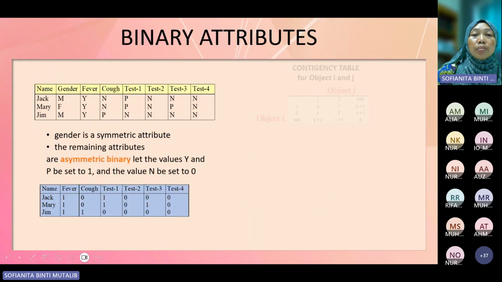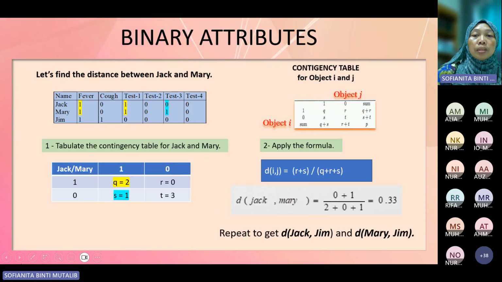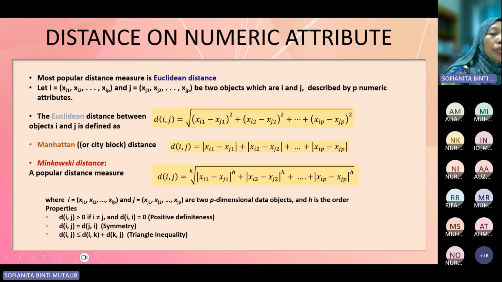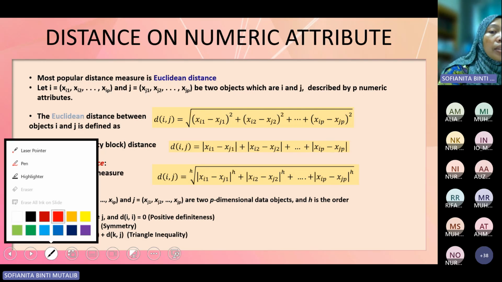And then we also discuss the next one, which is numeric, where we use Euclidean distance. In calculating the distance of numeric values, there are more formulas that can be used, like Manhattan and Minkowski and so forth. But in our slide, or in our subject, we are going to focus on using the Euclidean distance. So Euclidean distance can be seen here.